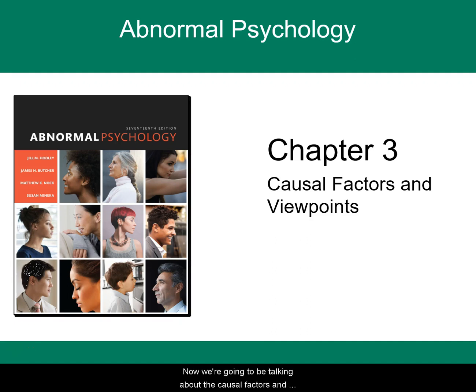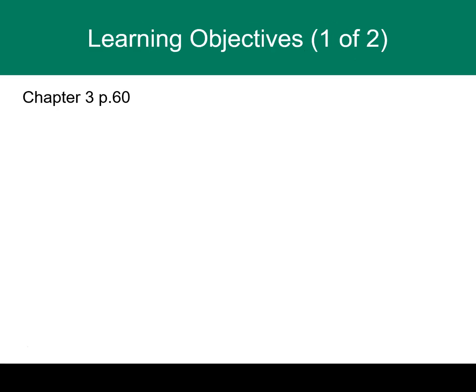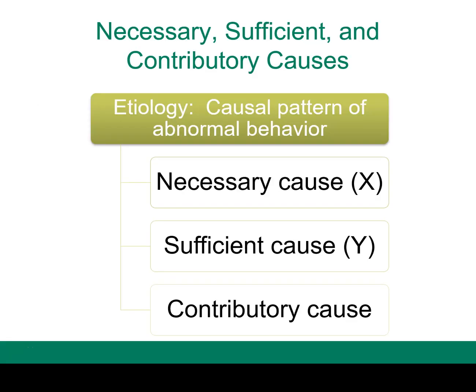Now we're going to be talking about the causal factors and viewpoints in abnormal psychology. So we start off with the etiology. Where do these disorders come from? And we have three terms here: a necessary cause, a sufficient cause, and a contributory cause. So let's start with necessary.